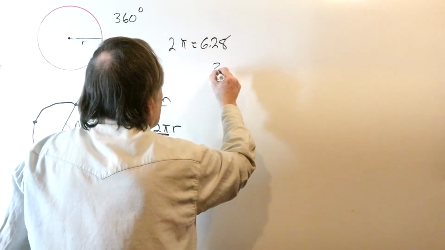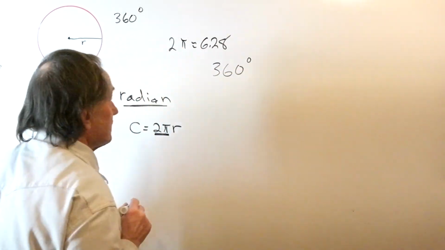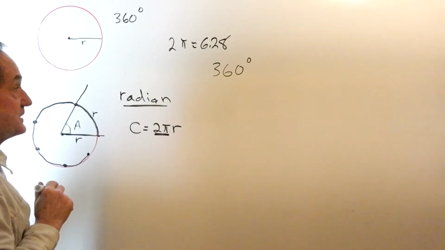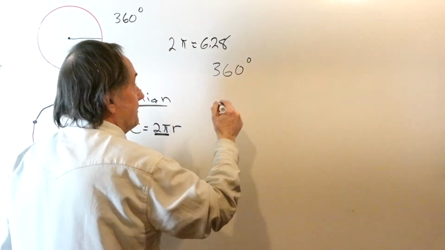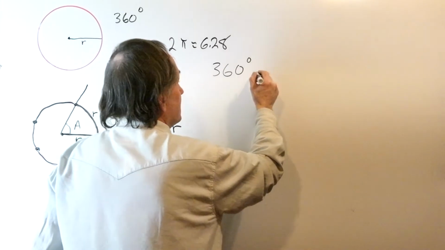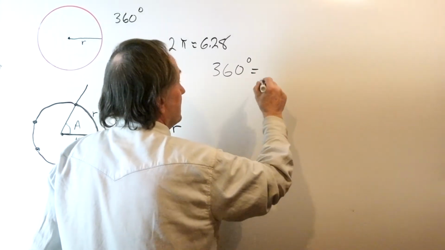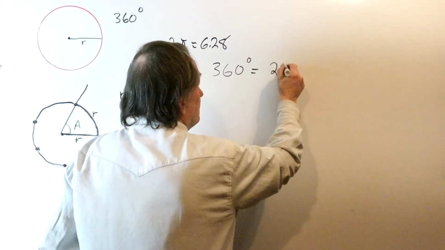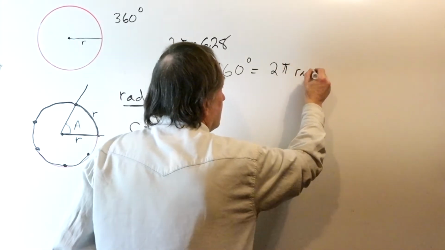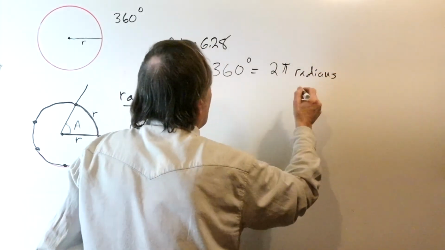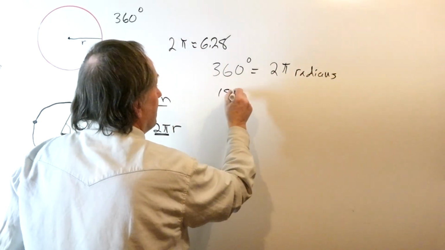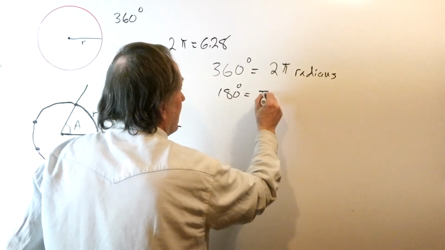Now, since a complete revolution around the circle is 360 degrees, we can get a relationship between the degree measure and radian measure. 360 degrees is equal to 2 pi radians. Or dividing through by 2, we have 180 degrees is pi radians.